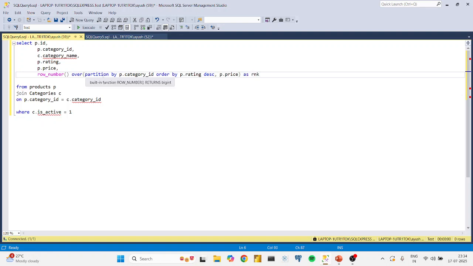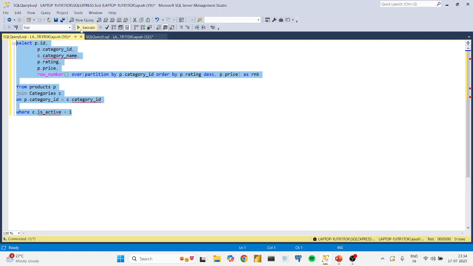So what we have done is partitioned it by the category id. So every unique category will have its own set of rows, and then we need the highest rated product, and among those we need the lowest price. So let's run this and see if we get the result.